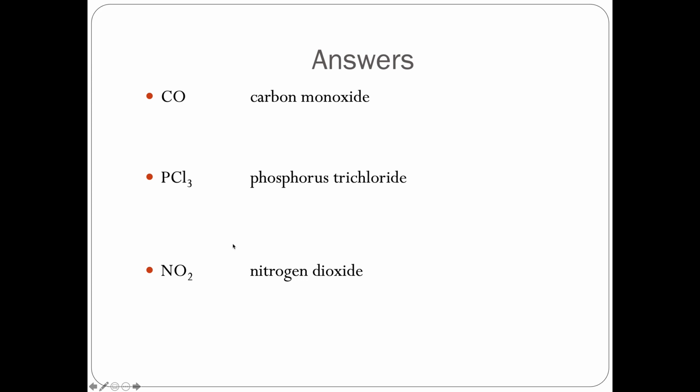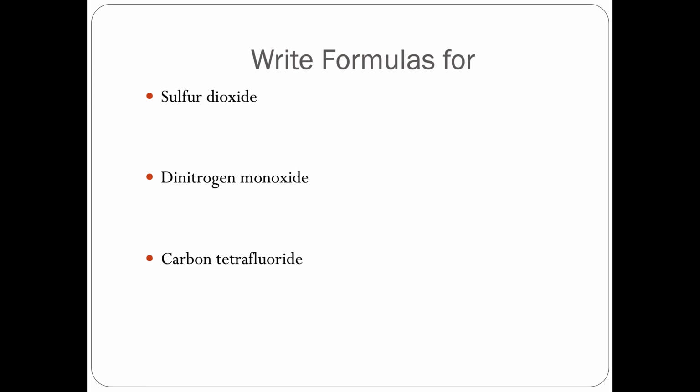Right, now let's try going the other way. You're going to write the formulas. This is really easy. It's sulfur, 2 oxygens, 2 nitrogens, 1 oxygen. But try it on your own. Hit pause.